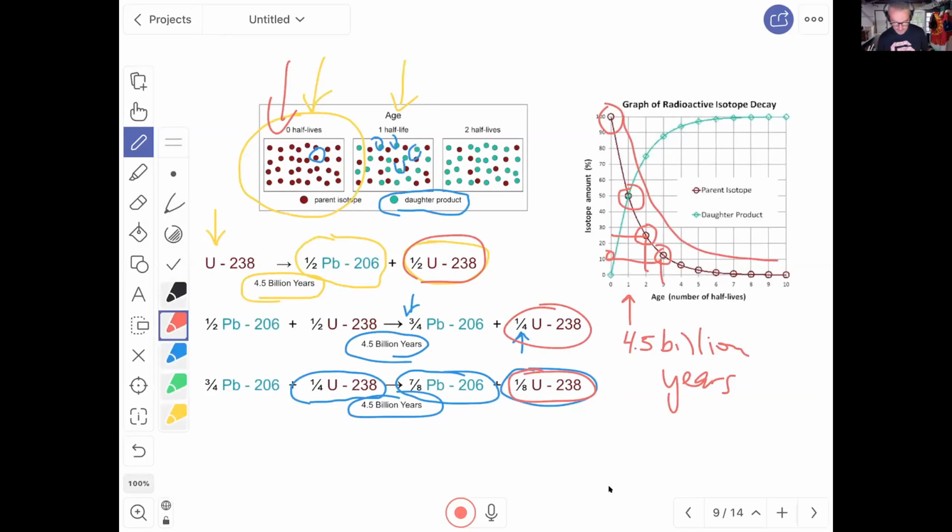Okay, so this curve right here shows how radiation is disappearing. But check this out. The lead is going up the same amount as this uranium is going down. So if we check out how much lead there is at any time versus how much uranium there is at any time, we can figure out how many half-lives have gone by. If we can figure out how many half-lives have gone by, we can figure out how old that rock is.